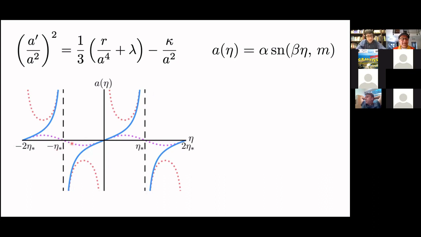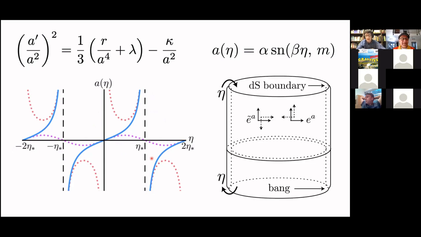First of all, you notice that it's periodic in the conformal time. If the distance from the bang to the pole, to the de Sitter boundary, is called eta star, then the period of this function is 2 eta stars, and it has two parts to it. It has a branch of positive scale factor and a branch of negative scale factor, and then that behavior repeats. It also has a reflection symmetry around the bang, and a reflection symmetry around de Sitter infinity.